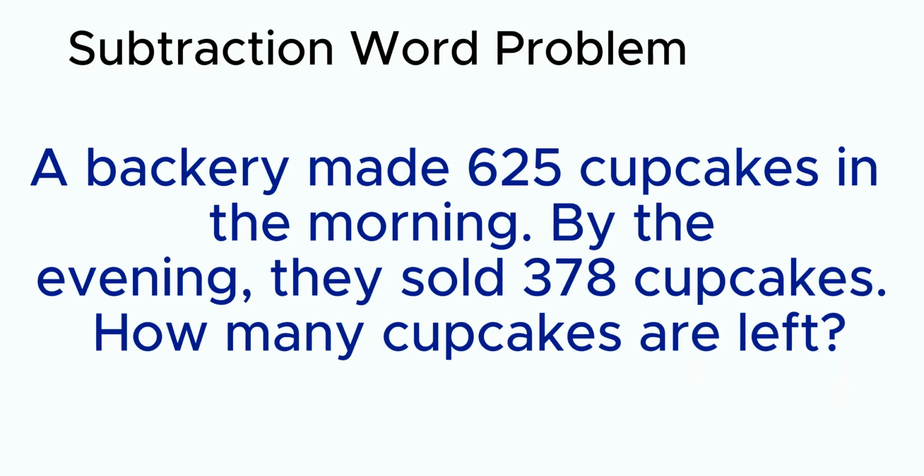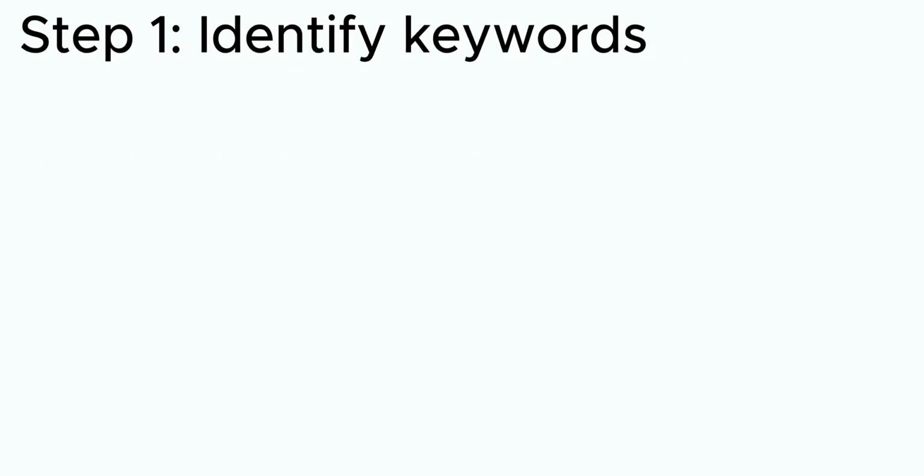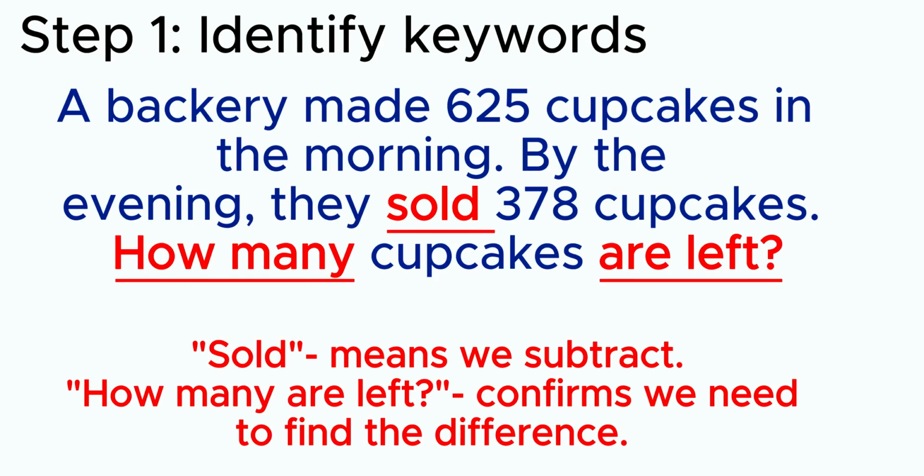Now let's try subtraction with regrouping. A bakery made 625 cupcakes in the morning. By the evening, they sold 378 cupcakes. How many cupcakes are left? Step 1. Identify keywords. Sold means we subtract. How many are left confirms we need to find the difference.